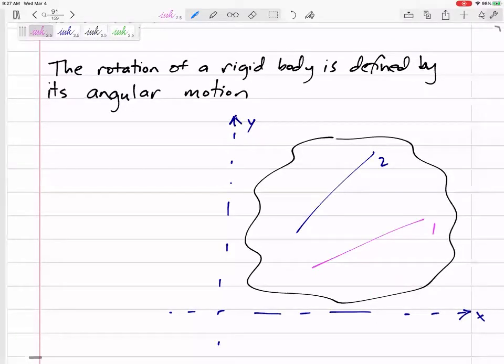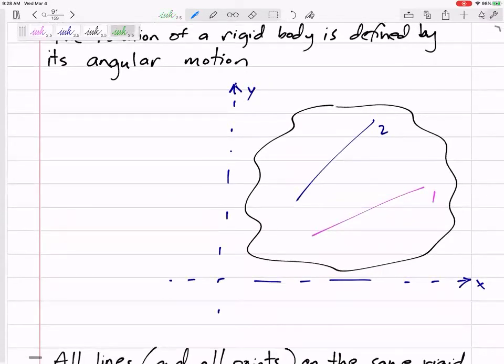So we can define rotation by angular motion. Now instead of something like, how many feet per second is that traveling? How many meters per second? We might want to know, what angle per second is it rotating? We might want to know its angle per second. It's angular velocity, it's angular acceleration.